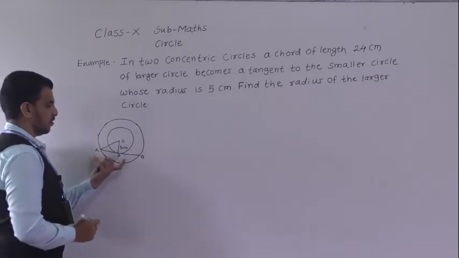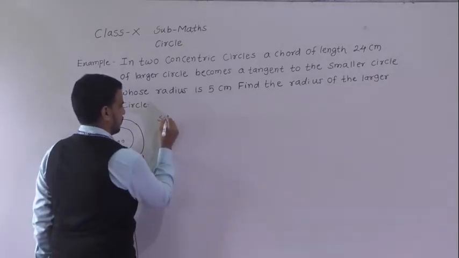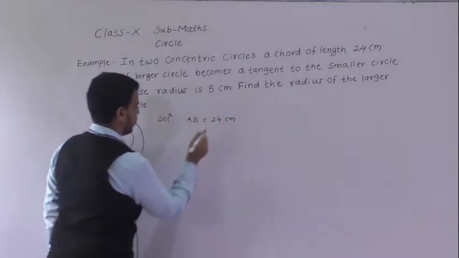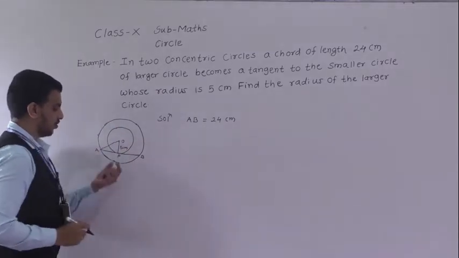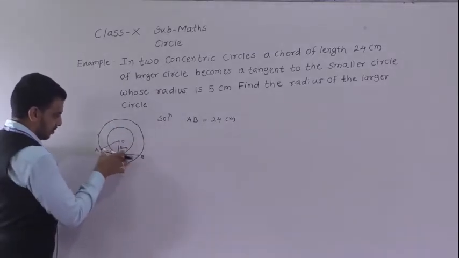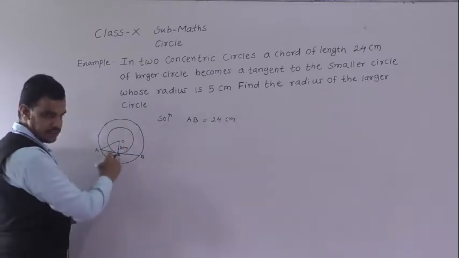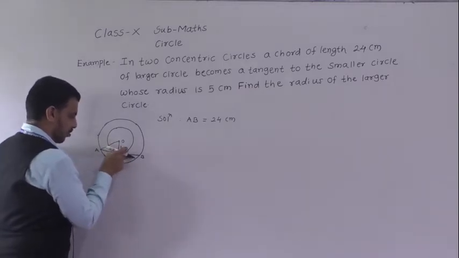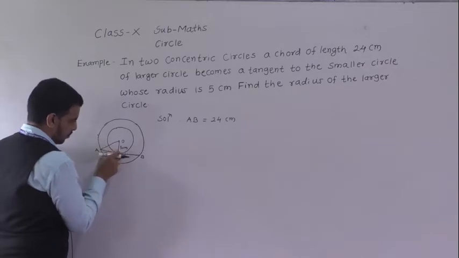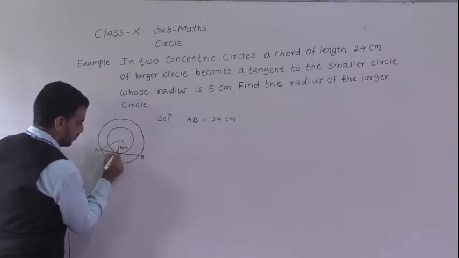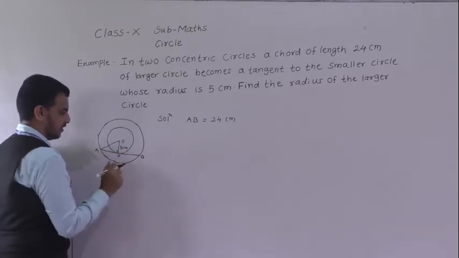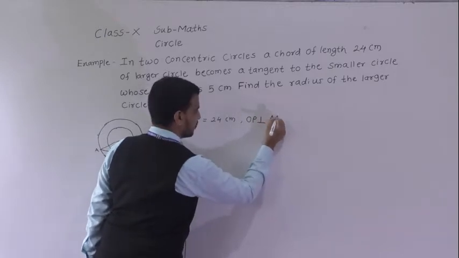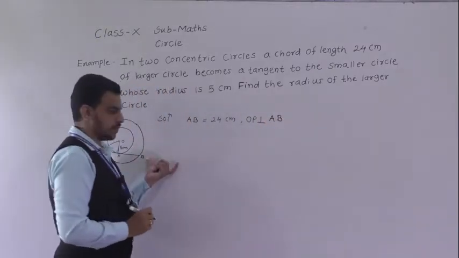Now what is given? AB is equal to 24 cm, the chord of the larger circle. Now we know that the angle between radius and tangent is 90 degrees. AB is a chord of the larger circle and a tangent of the smaller circle, OP is the radius, so the angle between radius and tangent is 90 degrees. So OP is perpendicular to AB.